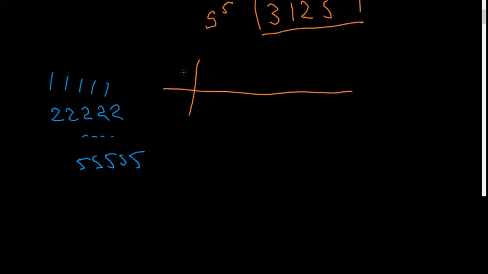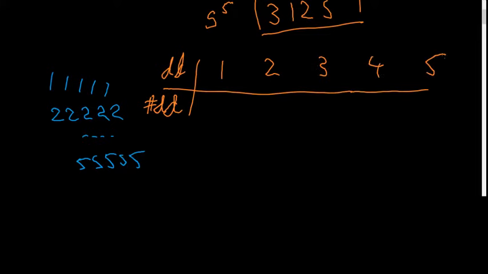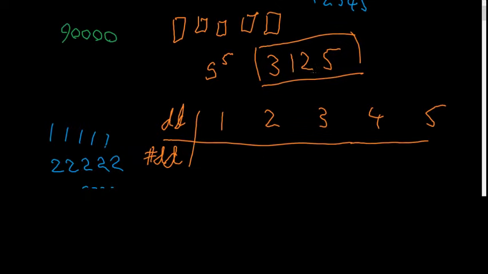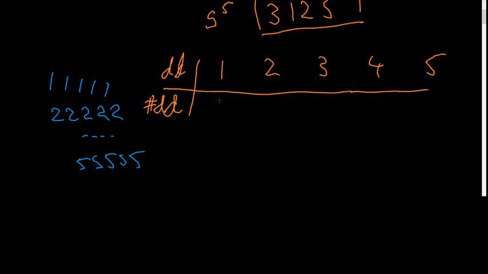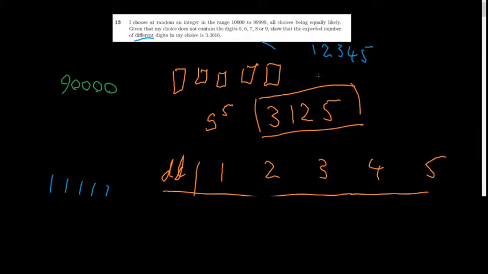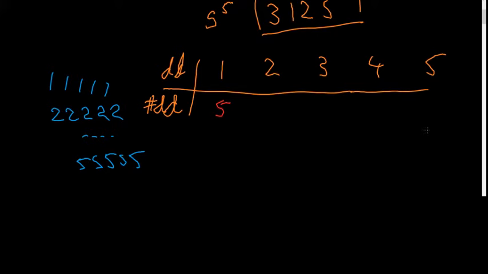Number of distinct digits: 1, 2, 3, 4, and 5. The number of numbers in your sample with one distinct digit is 5. With 5 different digits, it's just the number of ways to arrange these 5 numbers. That's just 5 factorial, or 120.